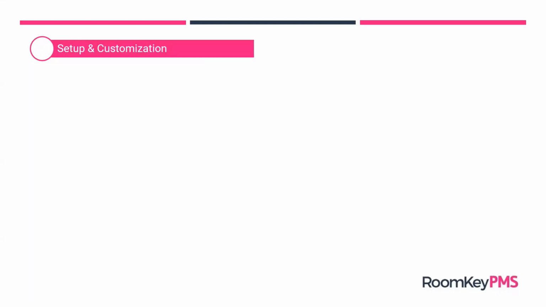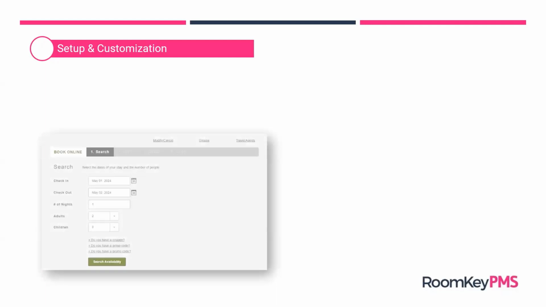Great. So for today's presentation, let's take a look at an overview of the setup and customization for the eRes booking engine. Now, when you first get started with eRes, or maybe when you first start with RoomKey completely, you will have a booking engine that will look similar to this. So it's a very basic booking engine outline. It allows guests that are traveling, that are maybe visiting your website, to be able to search for availability and book a reservation from your website.